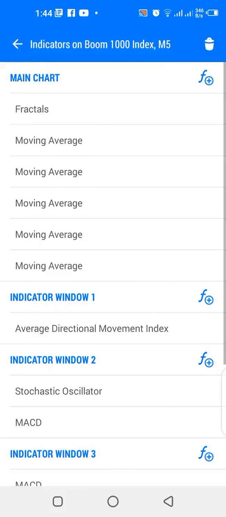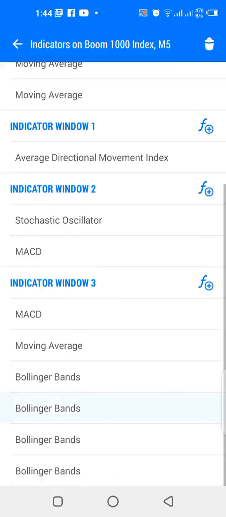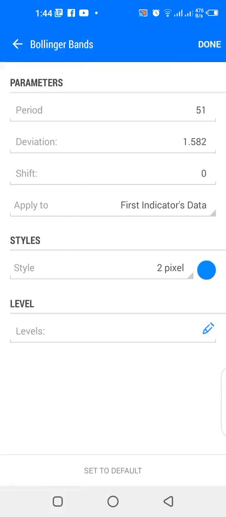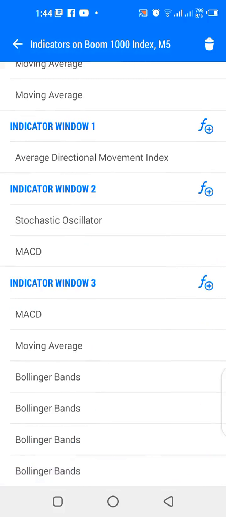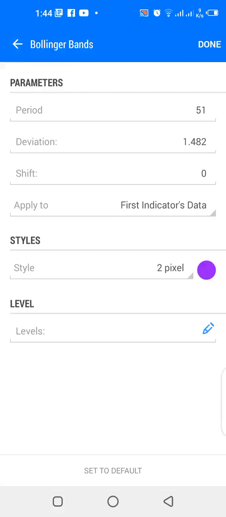Color is black. Now the second Bollinger Band is still 51 period, but this time around the deviation is 1.582. Shift is 0. Apply to first indicator's data. And the color is blue. Then the third Bollinger Band parameters, you have 51 period. They are all 51 period Bollinger Bands, but the deviation differs.